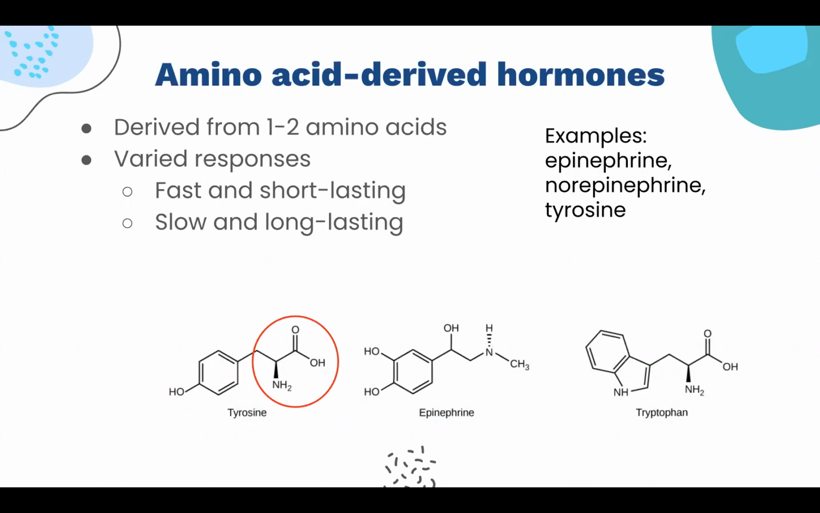The actions of these types of hormones can vary. Some can be fast but last for a short time, while others can be the opposite. Examples would include epinephrine, norepinephrine, and tyrosine.